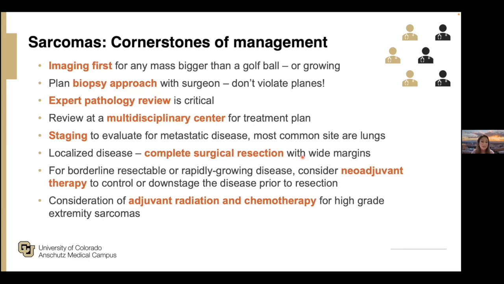The most common site for this is the lungs in sarcoma. For truly localized disease, complete surgical resection with wide margins is critical. For borderline resectable or disease that's growing quickly, sometimes our team will consider neoadjuvant treatment or treatment before surgery to control or downstage the disease before attempting a resection. And then finally, we consider radiation and chemotherapy for high-grade or aggressive extremity sarcomas.